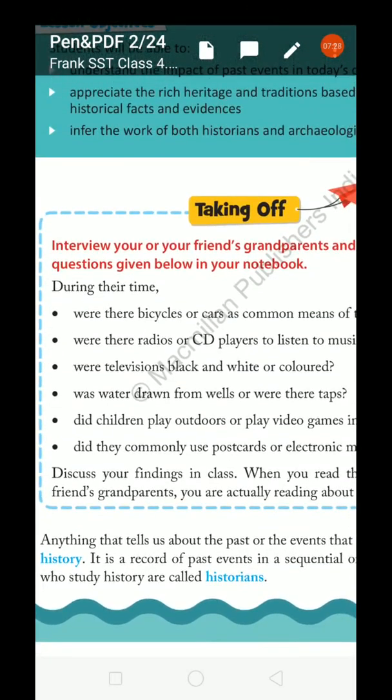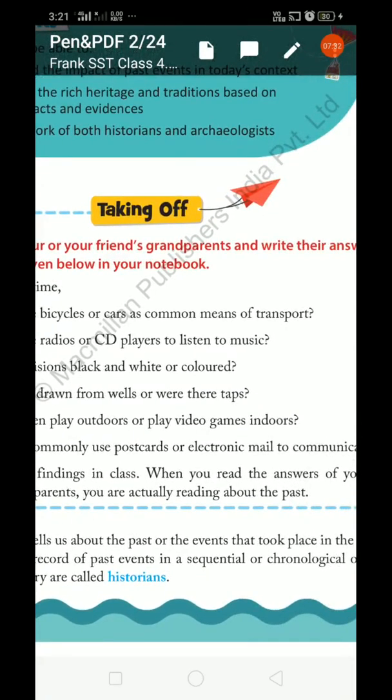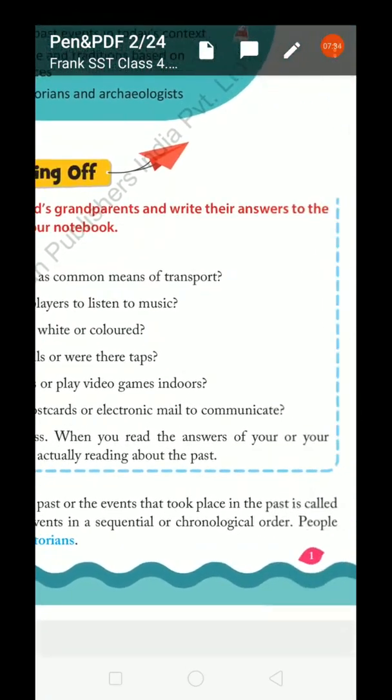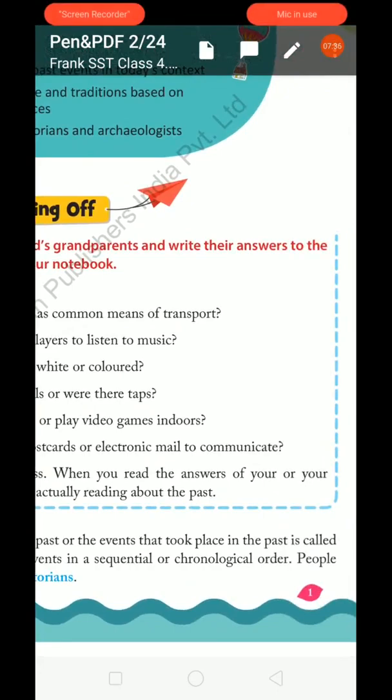It's a record of past events in a sequential or chronological order. Sequential means one by one and chronological means date wise.